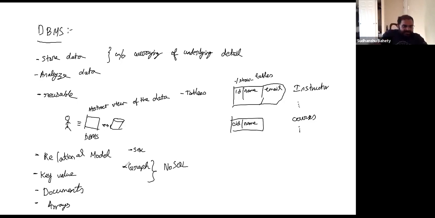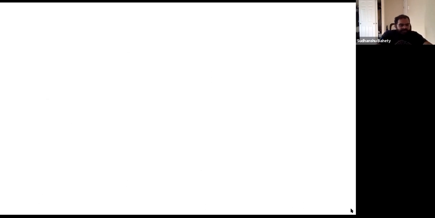So today, in our lecture, we will only be focusing on the relational model, right? That is the abstraction that we are going to define. Now, when we say we are going to define the relational model as an abstraction, what do we mean by relational model? What exactly does it mean?